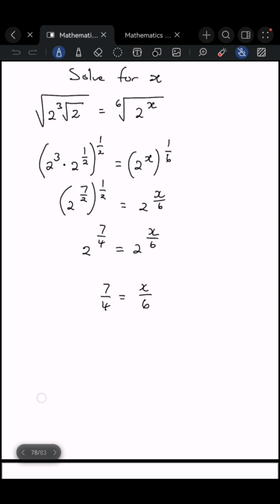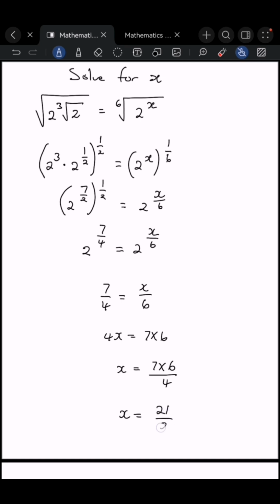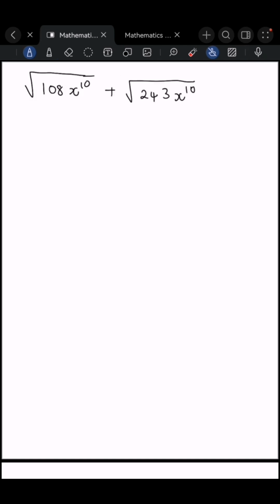Therefore, 4x should be equal to 7 times 6. x should be equal to 7 times 6 divided by 4, which is therefore equal to, what is this? 3 over 2, 21 over 2. That is the value. All right.